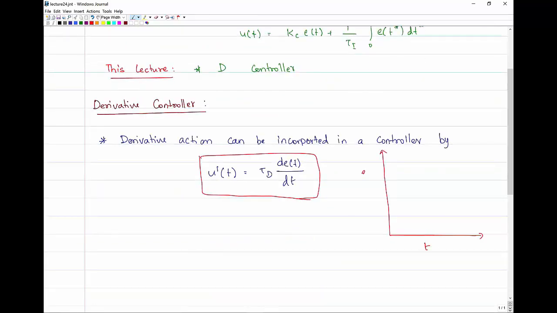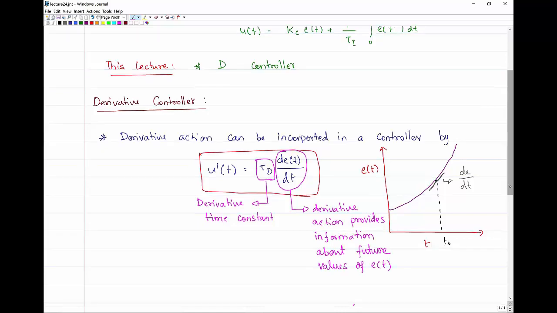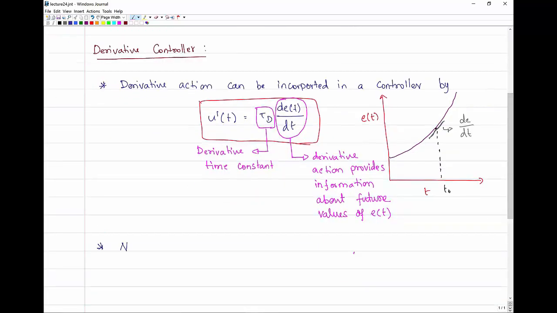So for instance, if you were to plot the control error versus time, as shown here on the right hand side, at a given time t0, the derivative at the profile representing the control error is dE over dt. We can certainly use that information to determine if the control error is increasing or decreasing and take appropriate action. The tau d is the derivative time constant, and dE over dt provides information about future values of E of t, the control error. An interesting observation with respect to the derivative controller is that when the control error is constant, it takes no action.